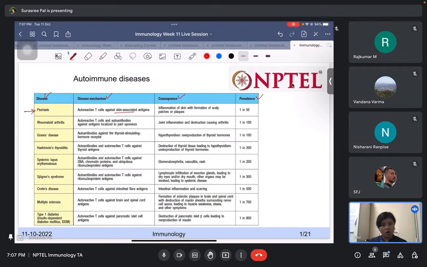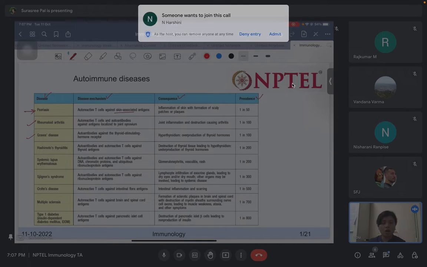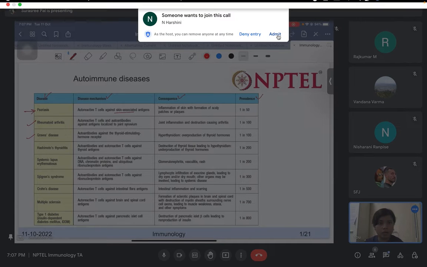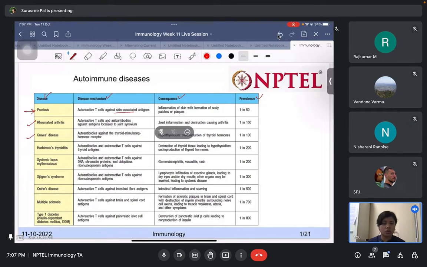Another very common autoimmune disease is rheumatoid arthritis, also myasthenia gravis. So what are these diseases? For example, rheumatoid arthritis is when the T cells and the antibodies recognize the antigens which are located in the joint synovium, right? The synovial fluid of the joint, which is responsible for lubrication of the joint.